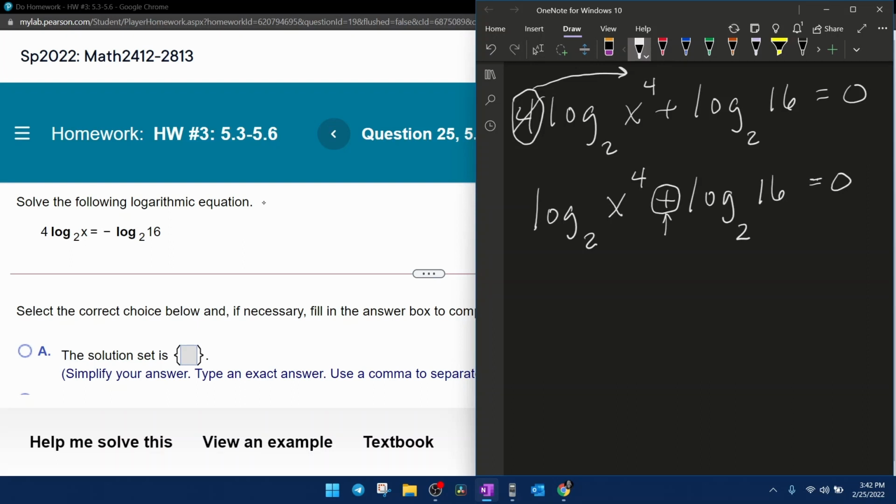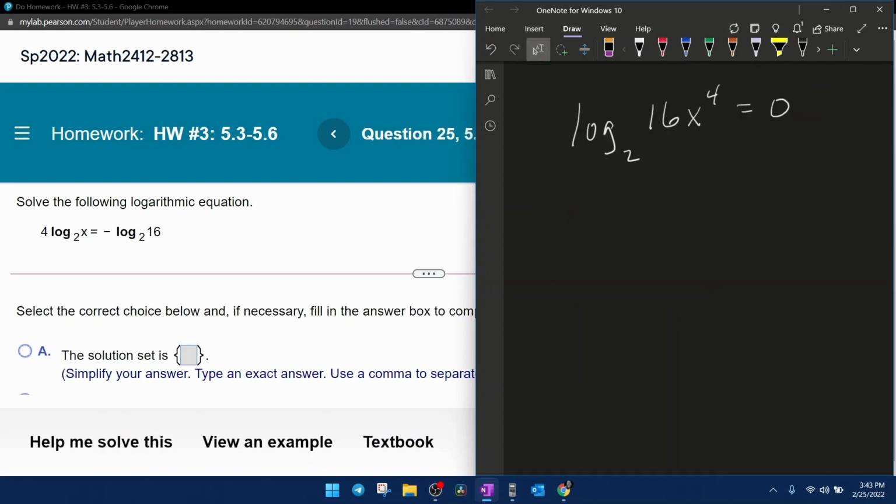And now that my logs do not have coefficients other than 1, I see that I have a plus in between, and that is going to invoke the product rule. So the product rule says that my two logs become 1, and their stuff gets multiplied. So that'll be 16 times x to the fourth, all within log base 2 equals 0.